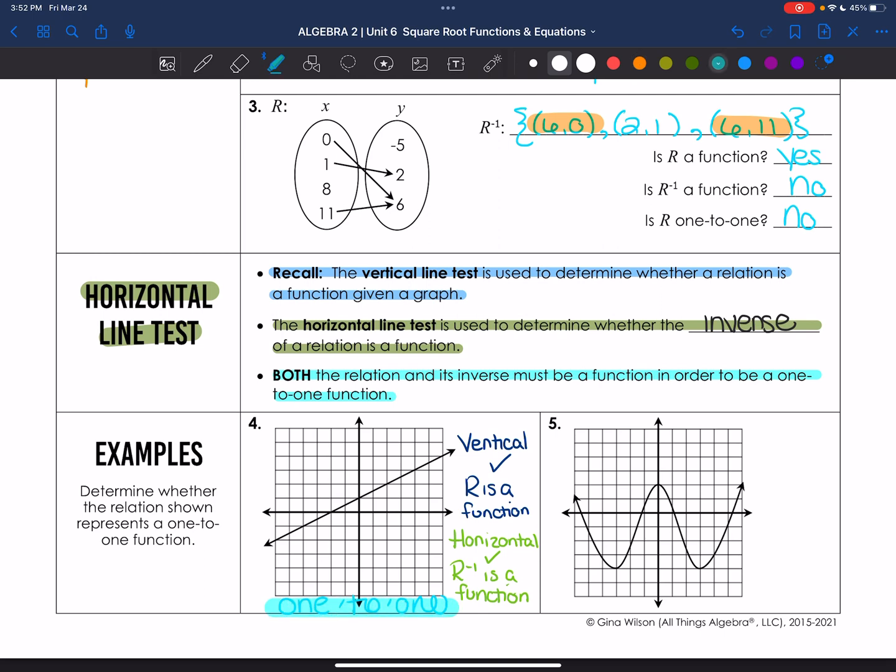Now, what about the next one? Let's check and see about this guy. If we run a vertical line test across this, how many points will it ever touch at a time? Does it pass the test? It sure does. It passes. So R is a function.